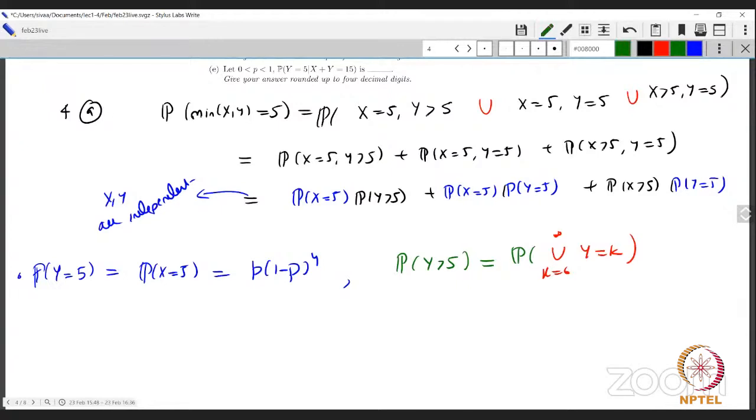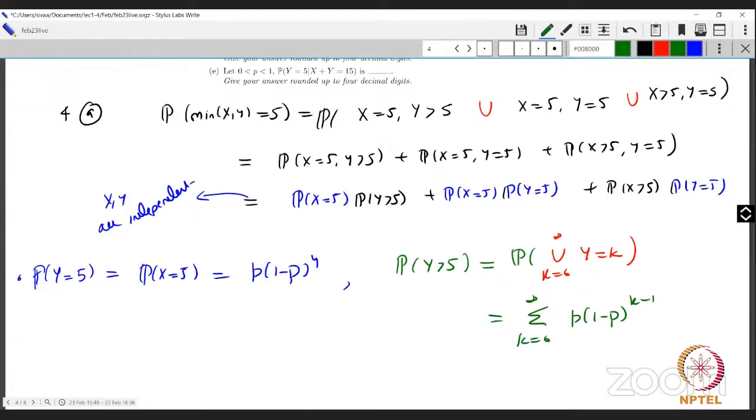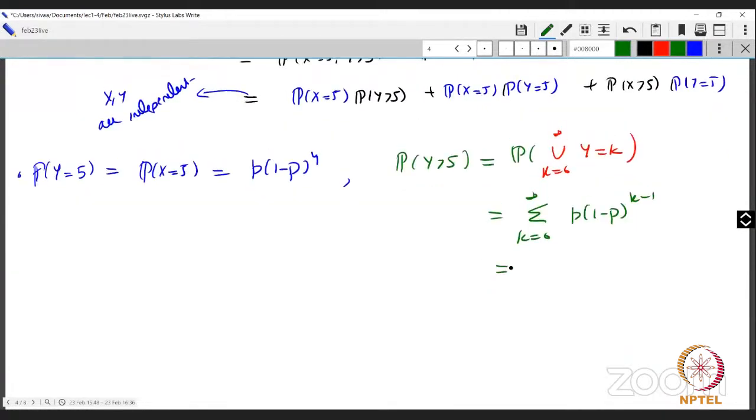So what's that going to be? That's going to be again the sum from k equal to 6 to infinity of p times (1 minus p) to the k minus 1. Correct? Can someone tell me what the answer for this is going to be? The p comes out and I have this geometric series from k equal to 6 to infinity of (1 minus p) to the k minus 1.